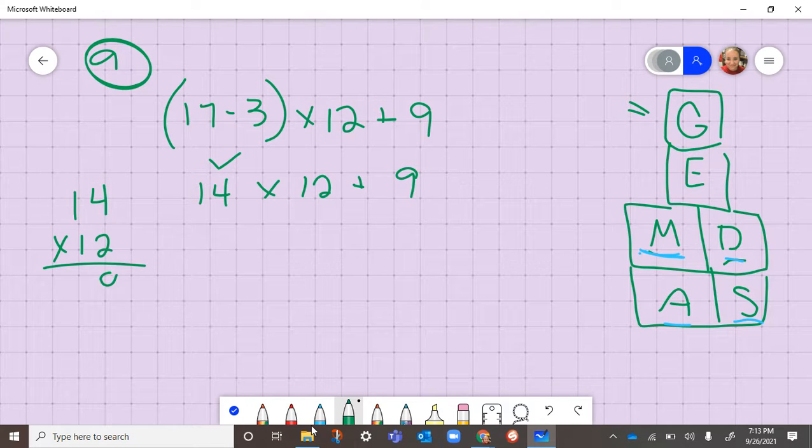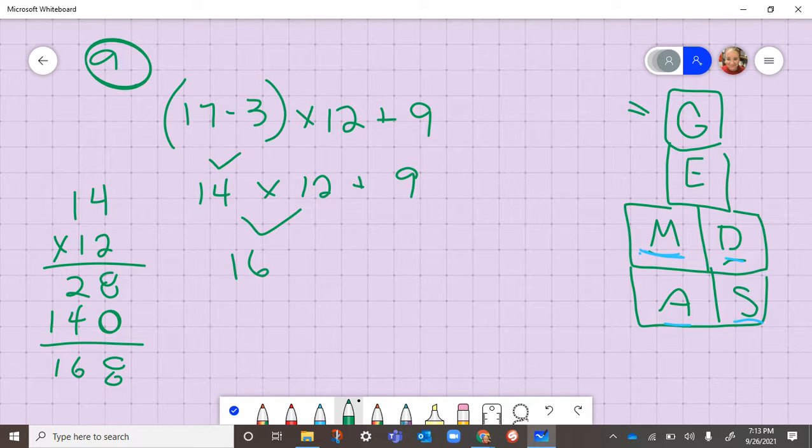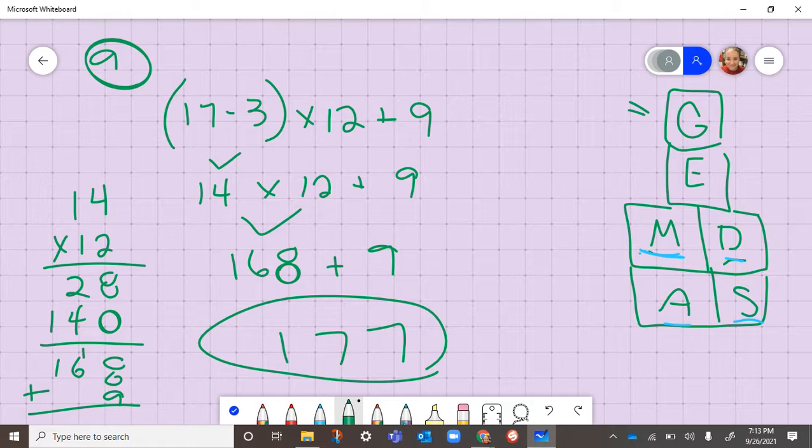And 2 times 4 is 8. 2 times 1 is 2. Placeholder 0. 1 times 4 is 4. 1 times 1 is 1. Add those up. I get 168. And again, I'm doing that multiplication because it comes before the addition. And then if I add the plus 9, 9 and 8 is 17. So I get 177. So that was number 9.